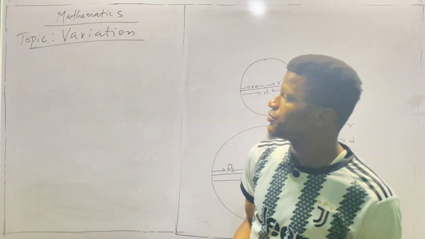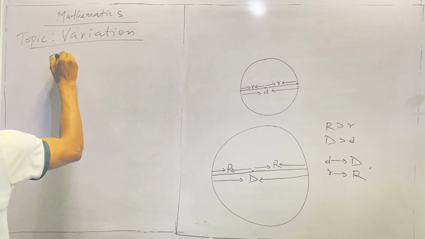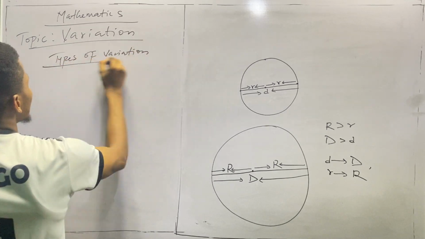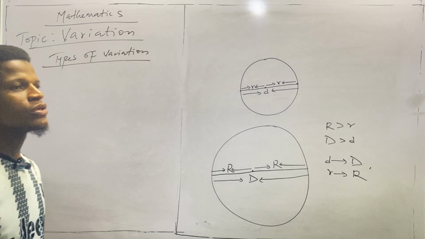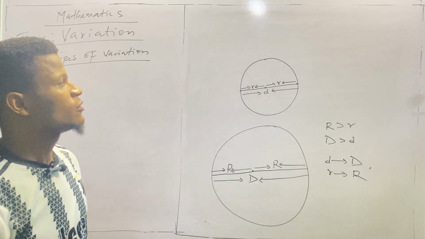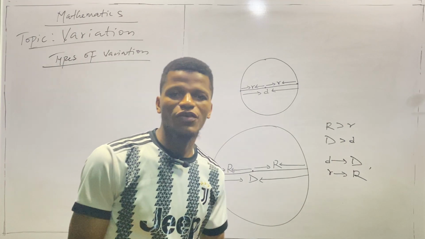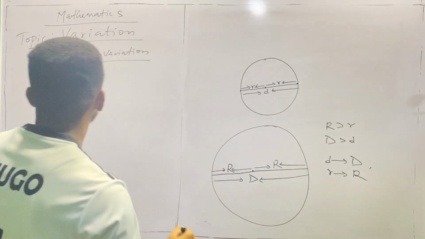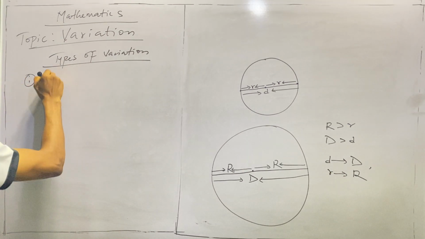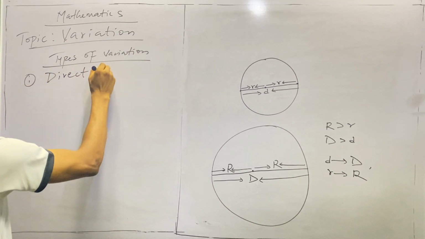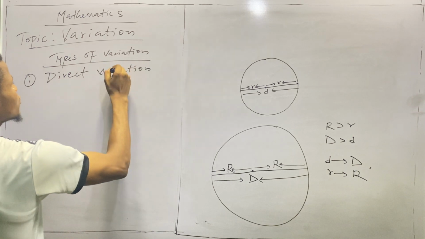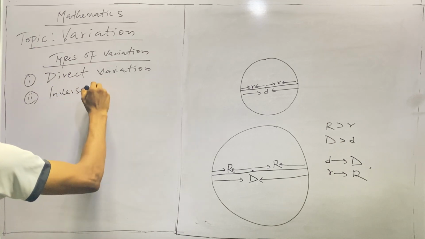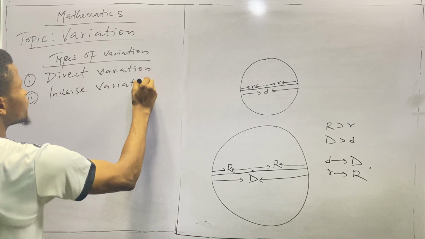types of variation. Basically, variation can either be direct or inverse. All right, every other form of variation is an extension of these two. Okay, so the number one variation we have is direct variation, and the second one is indirect, which we alternatively call inverse variation.